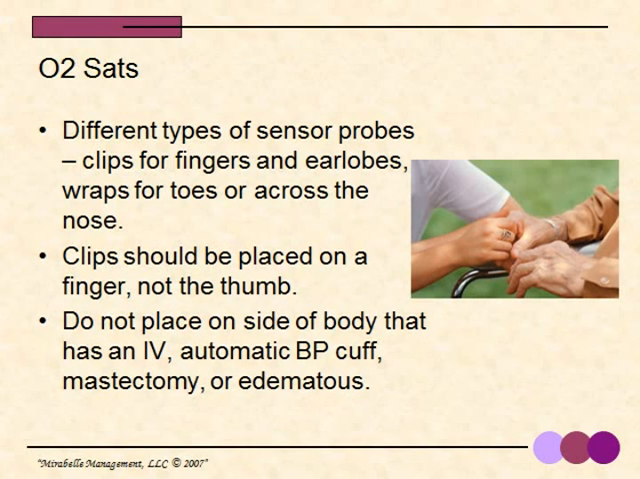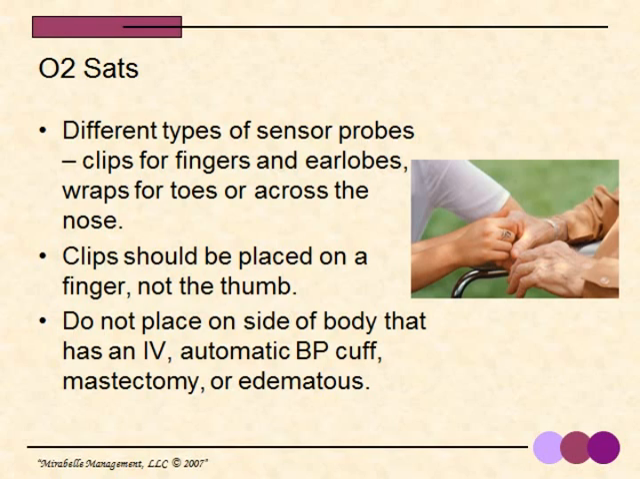I'm guessing that many of you have already had experience taking O2 SATs of a client, but for those of you who haven't, just know that there are different types of sensor probes. There are clips for fingers and earlobes, wraps that go around toes or across the nose, but the one that you're most likely to use will be the finger clip.